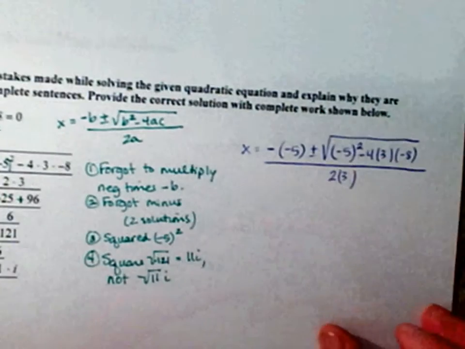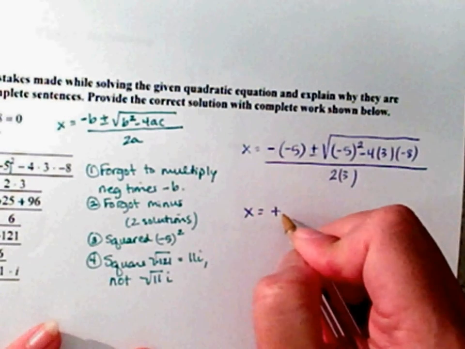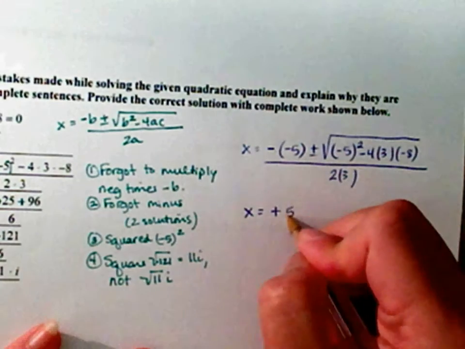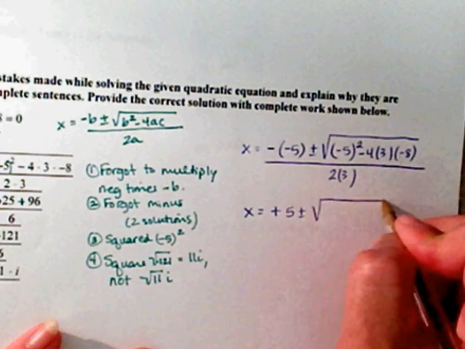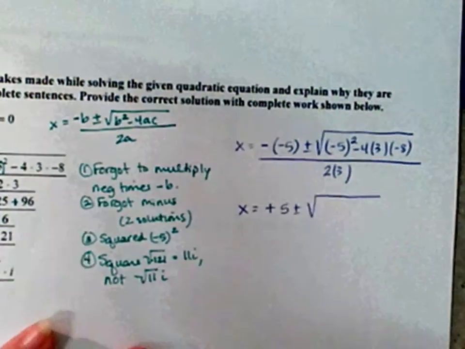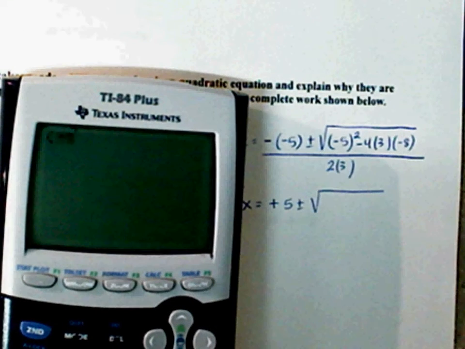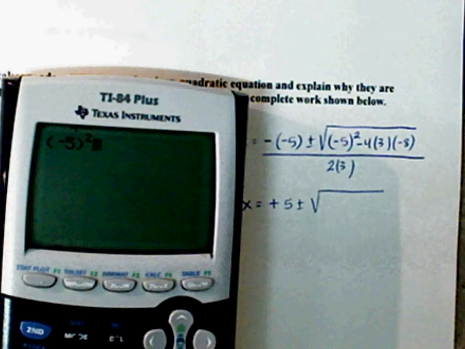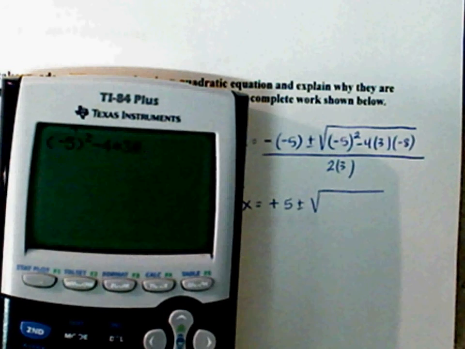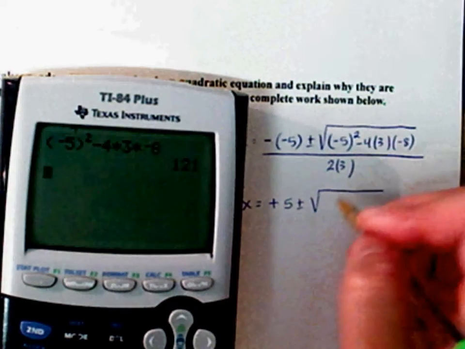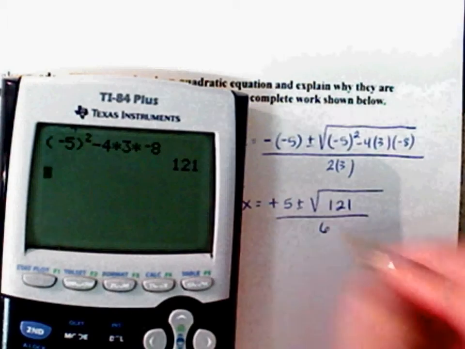Now here is your step. A negative times a negative is a positive 5. Okay, but you don't have to write that positive. I just want to show you that. Plus or minus. Take care of your discriminant first. Let me show you how to type into your calculator. Okay? So take parentheses, negative 5 squared. Anything squared is positive. A negative times a negative. Minus 4 times 3 times negative 8. That gives you 121. All of that divided by 2 times 3, which is 6. Okay?